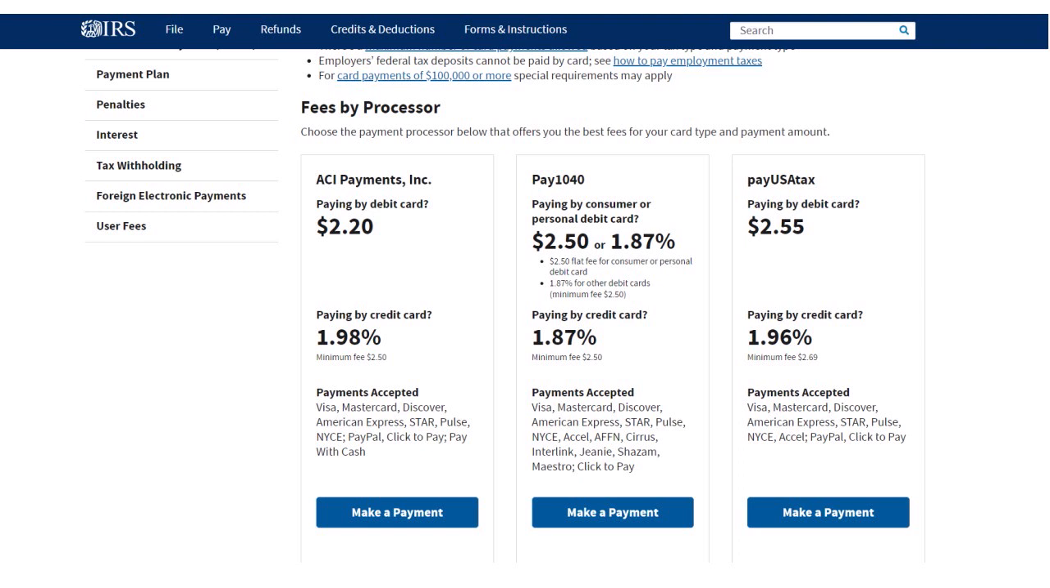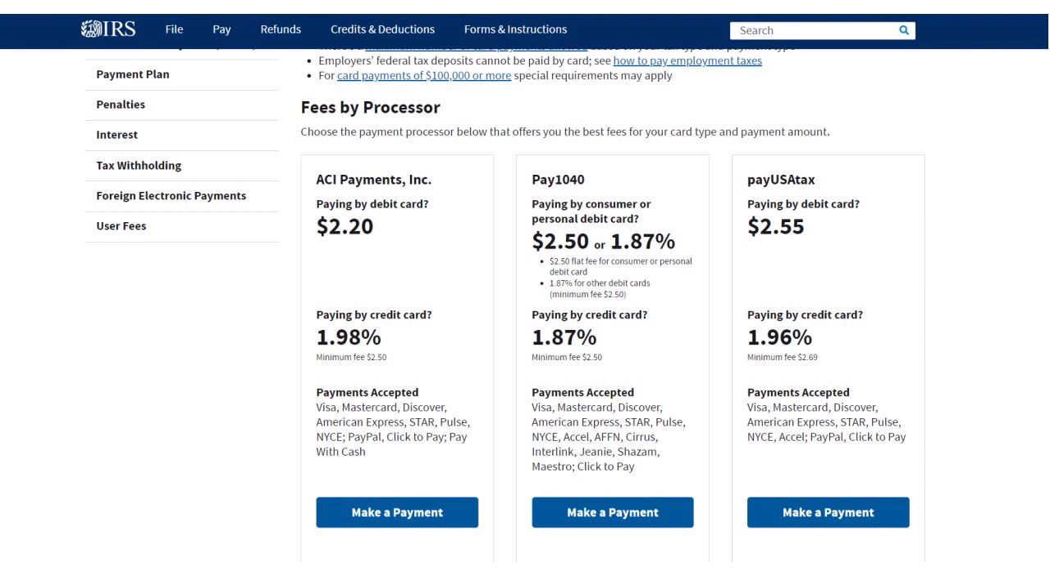If you go with Pay 1040, you can pay by consumer or personal debit card. If you're paying by a debit card, $2.50 flat fee for consumer or personal debit card. And if you're paying by credit card, it is 1.87%. Minimum fee $2.50. Payments accepted: Visa, MasterCard, Discover, American Express, Star, Pulse, Nice, ASL, AFFN, Cirrus, Interlink, Genie, Shazam, and Maestro, Click to Pay.